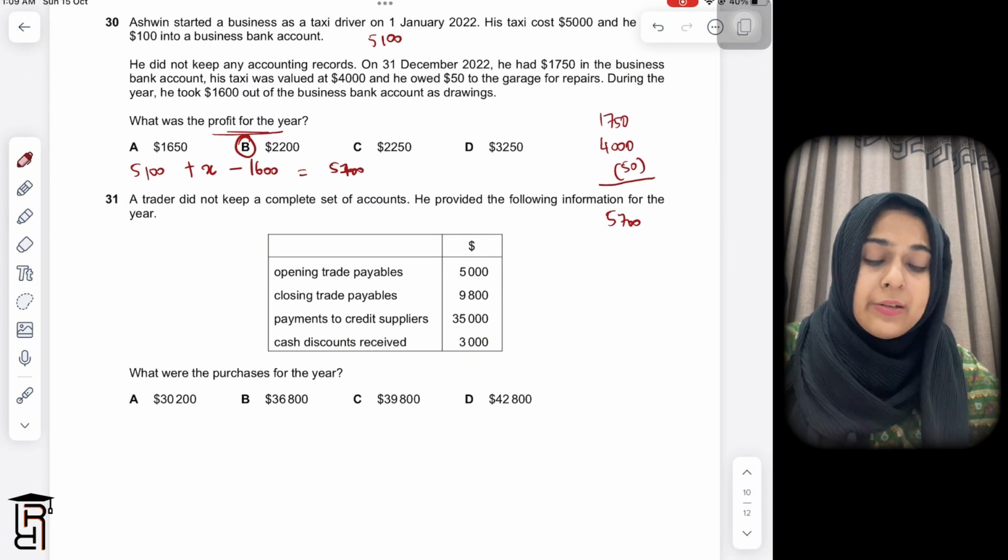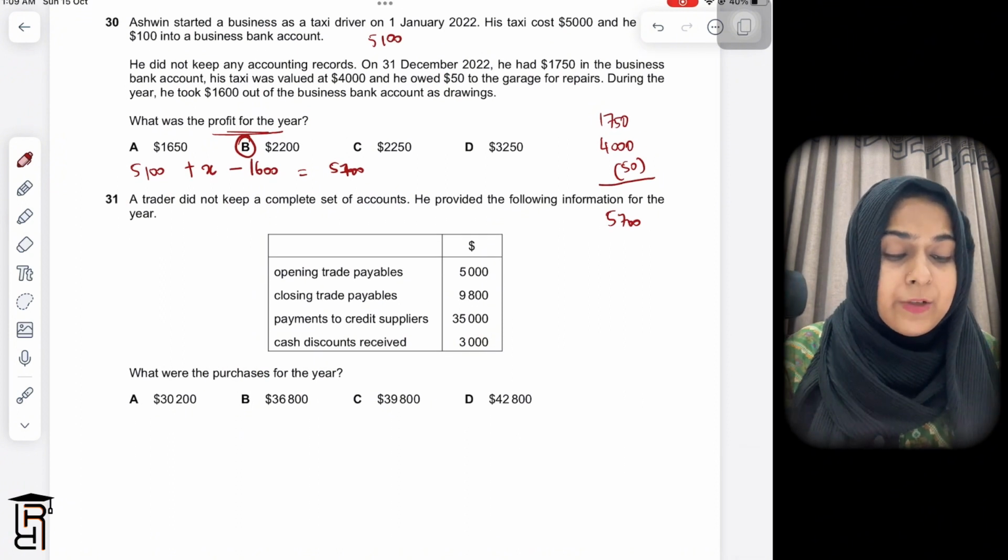Okay, question number 31 here is saying a trader did not keep a full set of accounts.